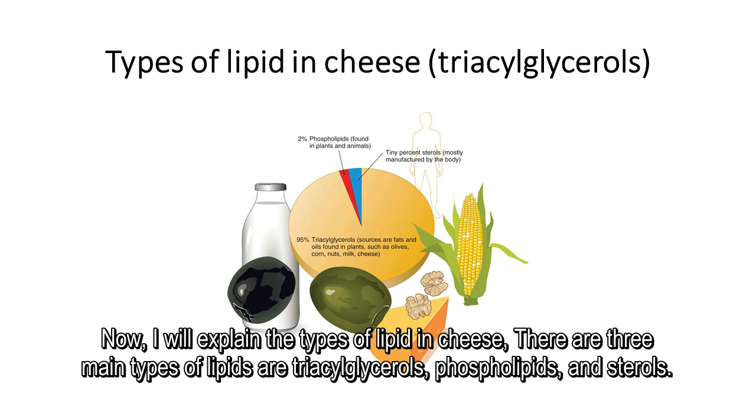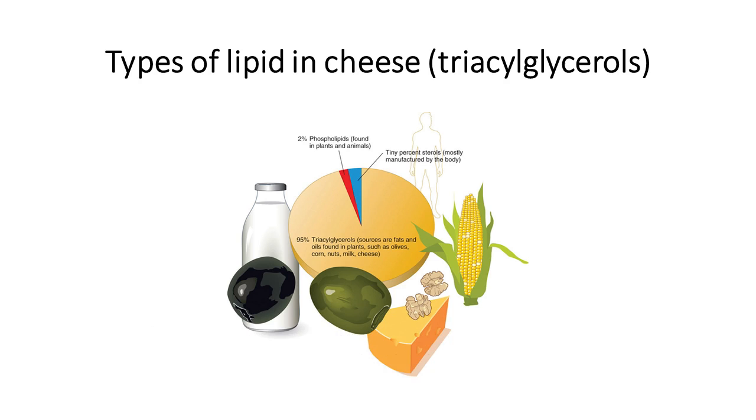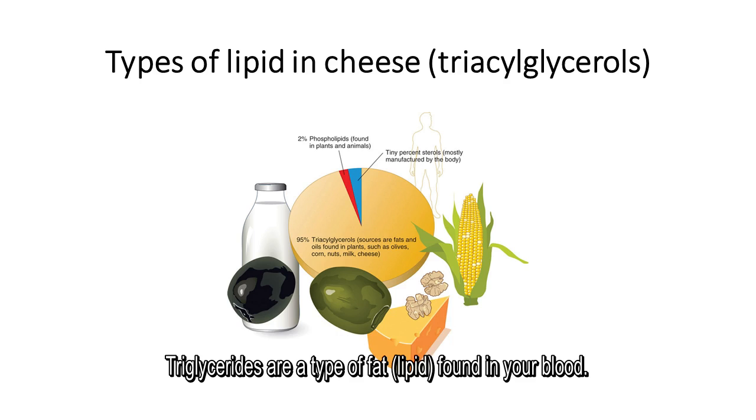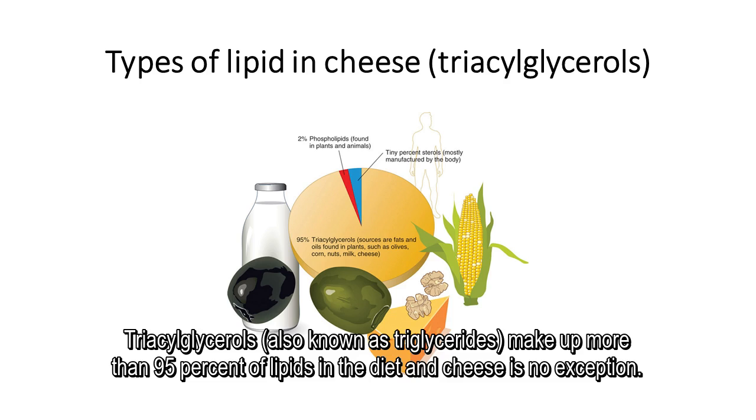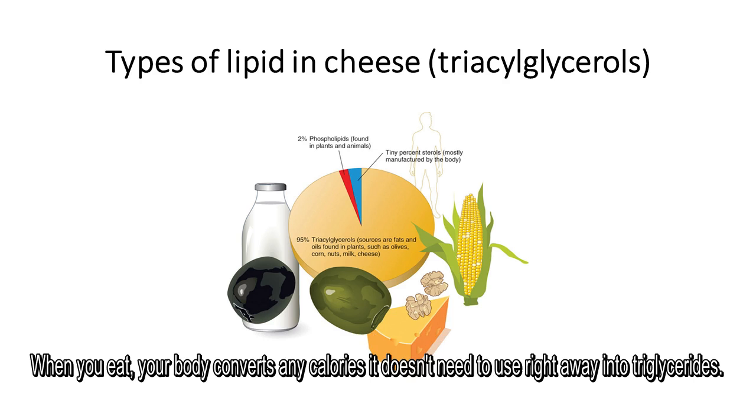Now I will explain the types of lipid in cheese. There are three main types of lipids, which are triglycerols, phospholipids, and steroids. Triglycerides are a type of lipid found in your blood. Triglycerols, also known as triglycerides, make up more than 95% of lipid in the diet, and cheese is no exception. When you eat, your body converts any calories it doesn't use right away into triglycerides.